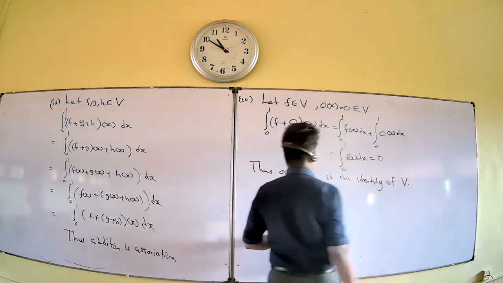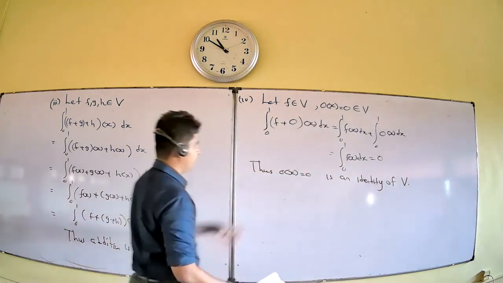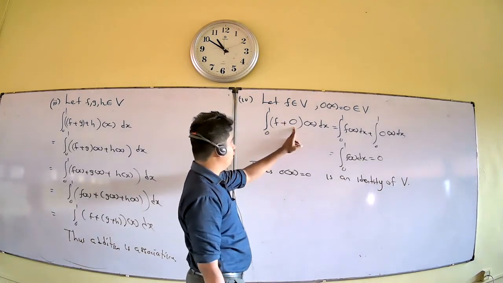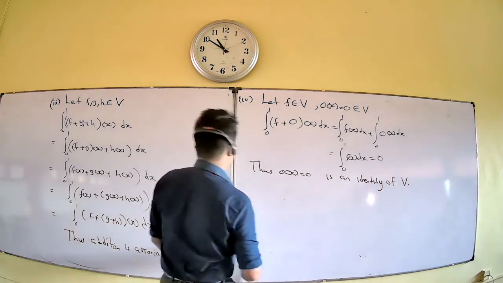Of B, because this zero function satisfies this condition. Therefore, this plus, similarly for 0 plus f, also you can get 0. Okay.